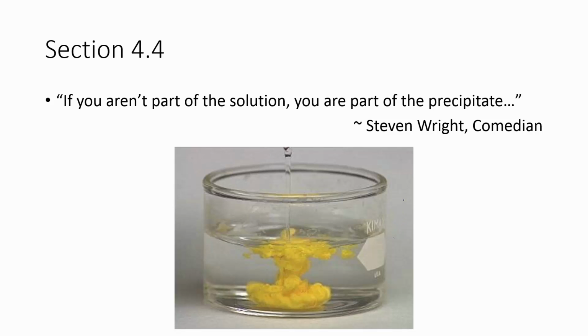Section 4.4 is where we start to deal with solution stoichiometry. And one of the things that we deal with in solutions is understanding what is in the solution and what is not. The solution is made up of a couple of parts, as we'll talk about in a moment: the solute, which dissolves, the solvent, where the solute dissolves into, and the solution, which is the combination of the two.